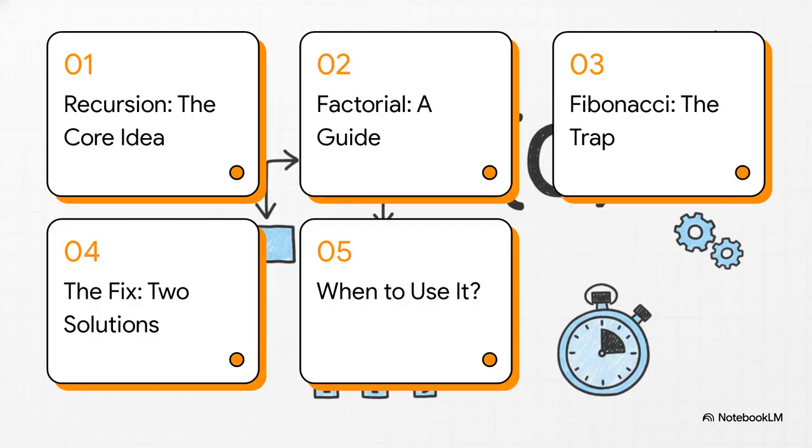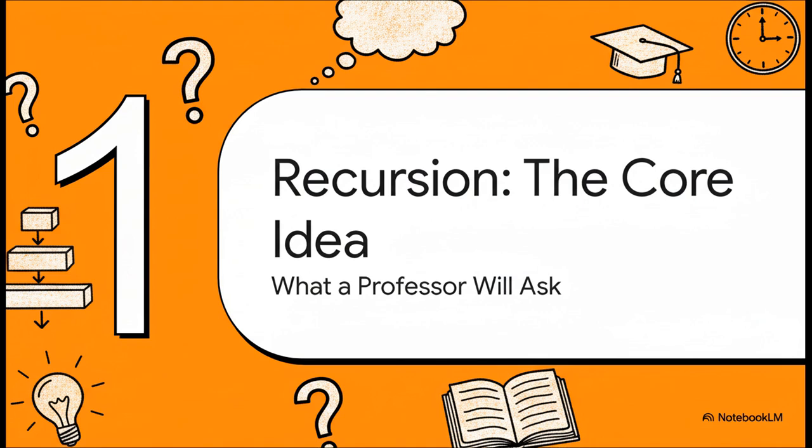So here's our game plan. First, we'll nail down the core idea of what recursion even is. Then, we're going to walk through two classic examples, factorial and Fibonacci, to see where it shines and where it can be a real problem. After that, we'll look at how to fix recursion's biggest weakness. And finally, we'll answer the most important question of all. When should you actually use this thing? All right, let's dive right in.